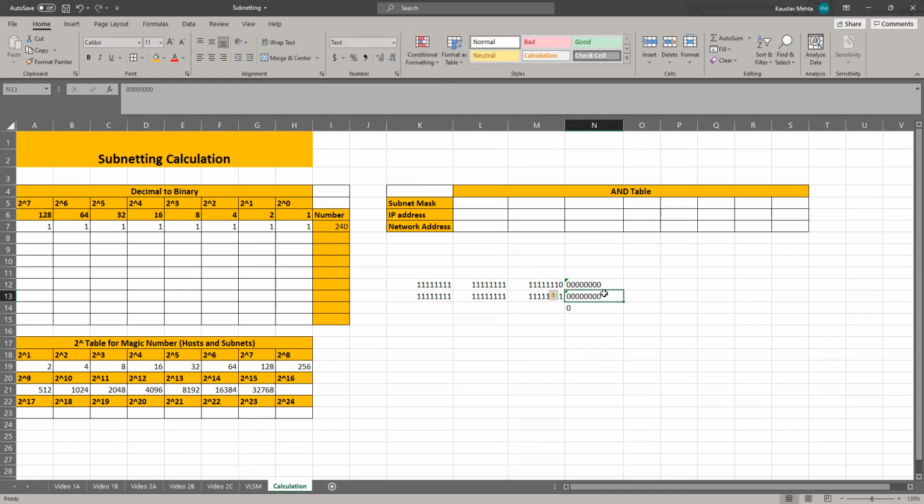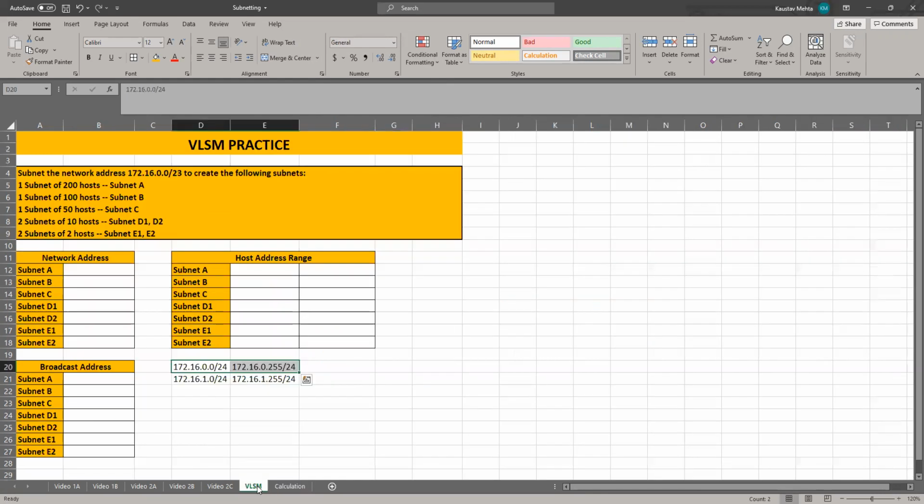So this one has all zeros as the host bits, eight zeros as the 8 host bits. That means our usable hosts would be 2 to the power of 8 minus 2, because one IP address will be for the network address and one IP will be for the broadcast address. The network address will be the first IP and the broadcast address would be the last IP.